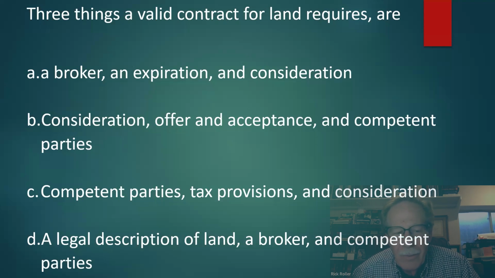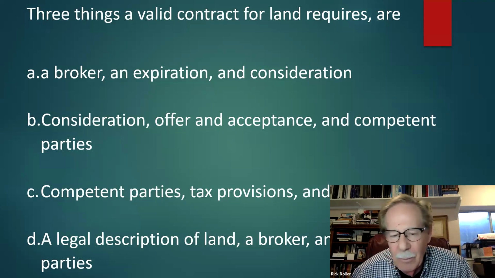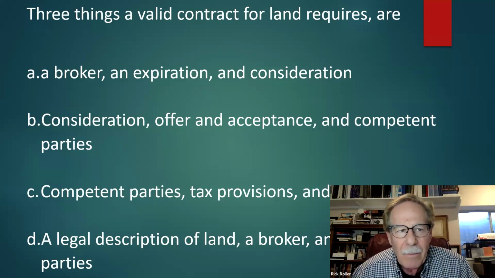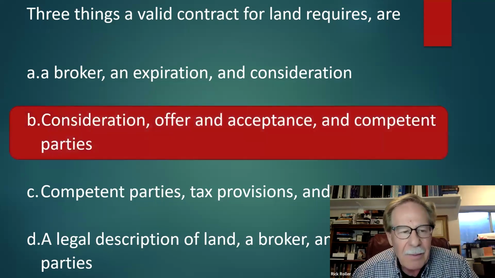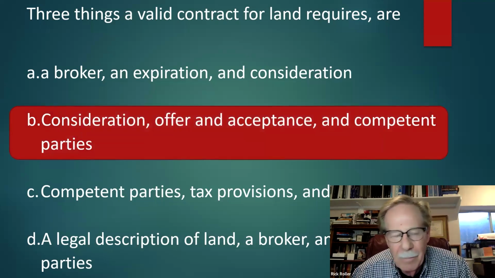Now, the trick on this one is legal description. You only need an adequate description, which could just be the common address. It's best to have the legal description in it. A lot of times you put the tax ID numbers in. But out of these four, the correct answer for three things a valid contract actually requires is B as in boy: consideration, offer and acceptance, and competent parties. I mean, it's right out of the definition.